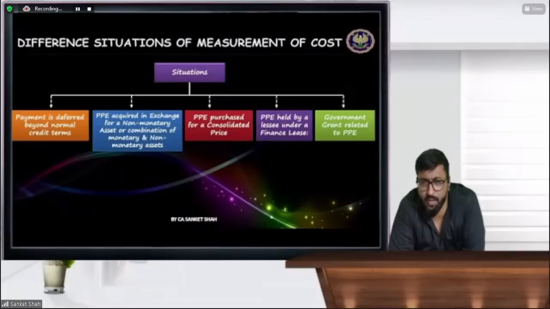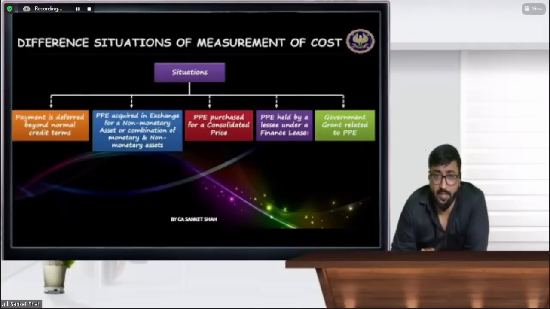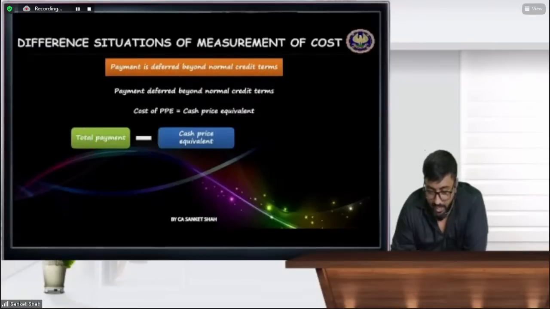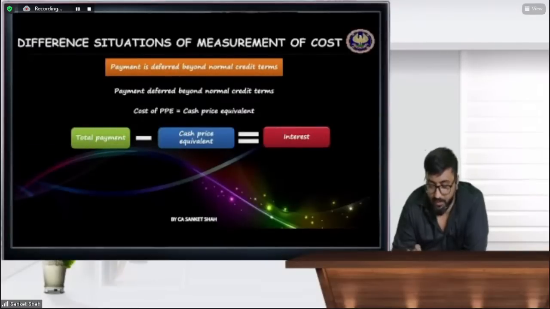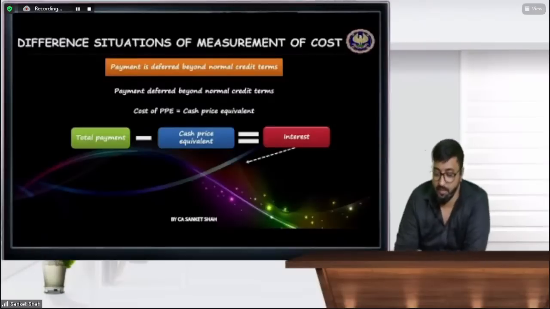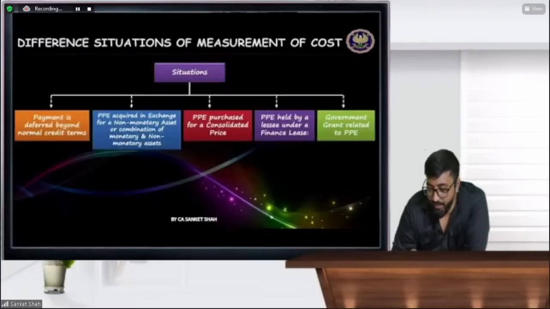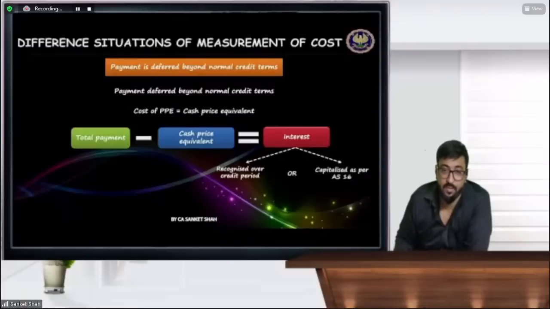You are aware that if it is a qualifying asset, that asset is taking a substantial time to get ready for its intended use. In that case, that interest cost will be added. Otherwise, interest will be debited to profit and loss account. So you will always record it at cash price. Total payment minus cash price is equal to interest. Interest is recognized over the credit period and capitalized as per AS 16. So this is the first situation.